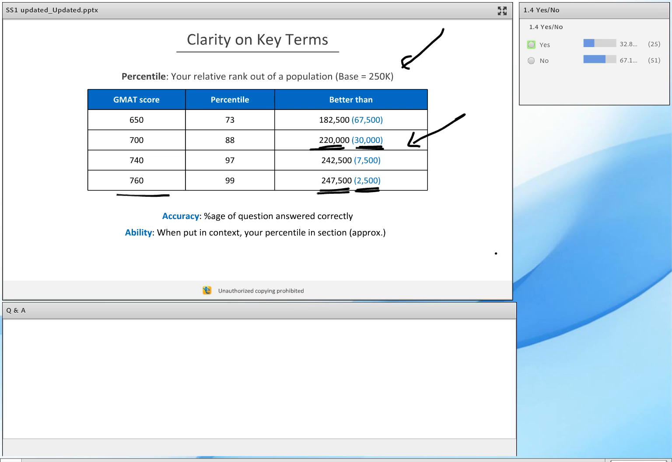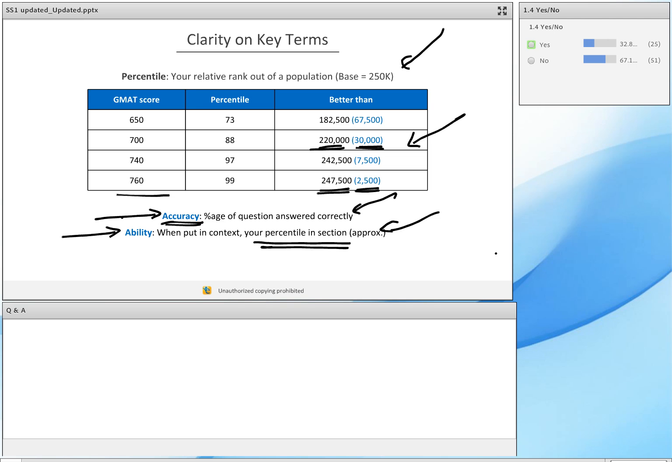The two other terms that I want to talk about, one is accuracy. What is accuracy? It's the percentage of questions. When you take a 10-question quiz, if you get 8 out of 10 questions correctly, that's 80% accuracy. What is ability? Ability is when you take a quiz, it's your percentile in that particular quiz, or if we were talking about a section, it's your percentile in a section.